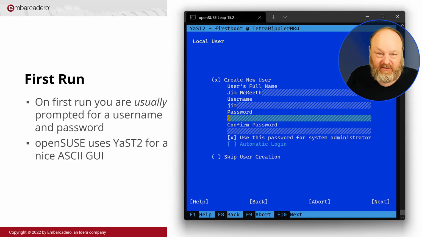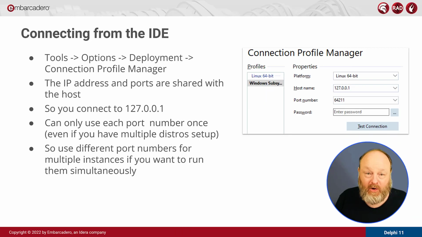For your first run, you will be prompted to enter a username and password. Usually that's just a command line interface, but if you do openSUSE, this is the only one I noticed, it actually has this nice ASCII art or ASCII GUI where it pops up and you can tab between the fields and stuff like that. Once you've installed WSL, then connecting from the IDE is pretty straightforward.